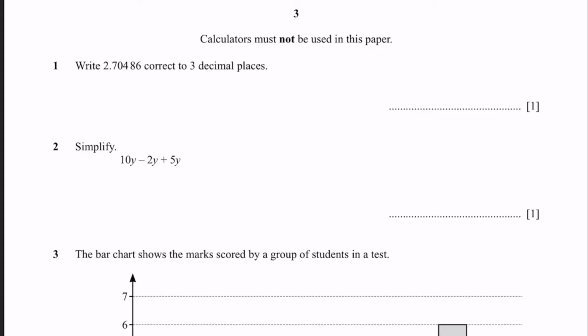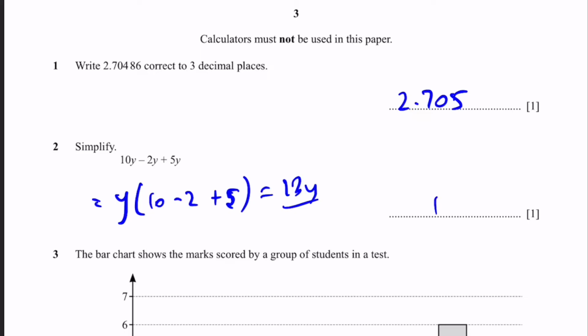Question 1. Write 2.70486 to 3 decimal places. So the third decimal place is 4, and the next is 8, and 8 is greater than 5. Therefore, we add 1 to the 4 in the third decimal place, so 2.705 is our answer. Question 2. Simplify 10y minus 2y plus 5y. That will be equal to y times (10 minus 2 plus 5), and we can calculate this to be 13y.